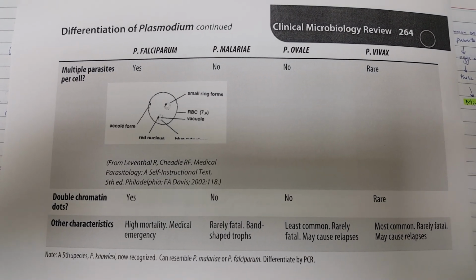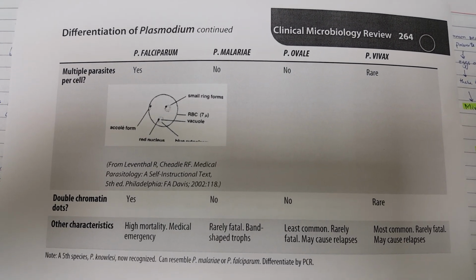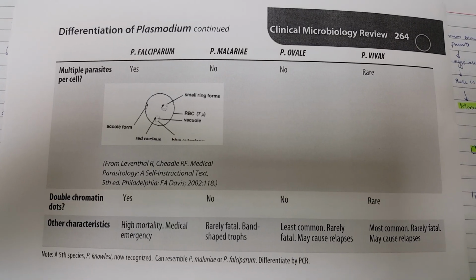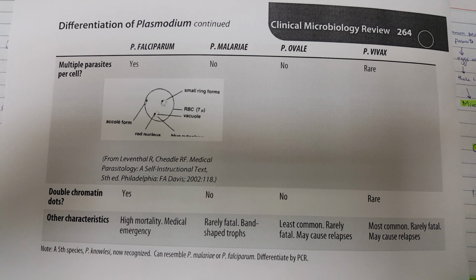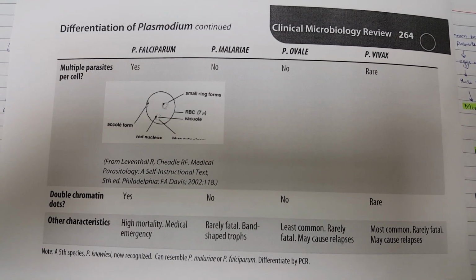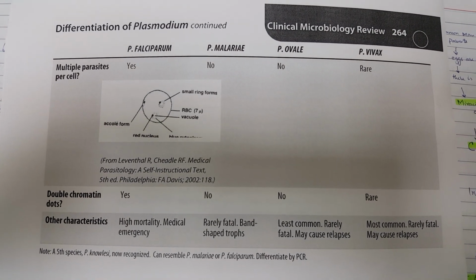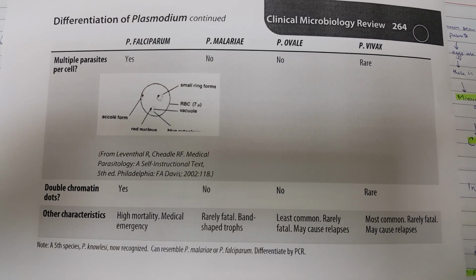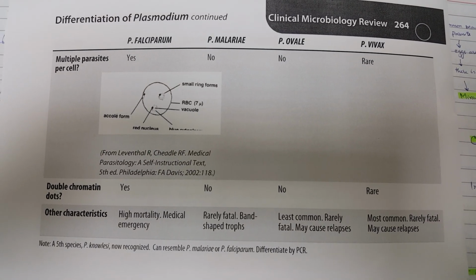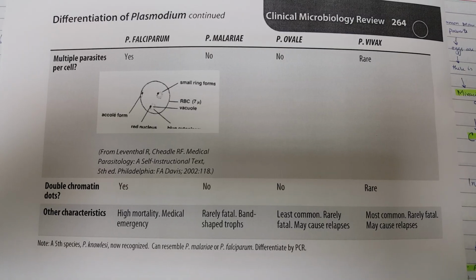P. falciparum has a quite similar property to Babesia, which has multiple parasites per cell, while malariae and ovale don't have this property. Vivax rarely shows this property. Double chromatin dots are only found in falciparum and are very rare in vivax, while ovale and malariae don't show this characteristic.